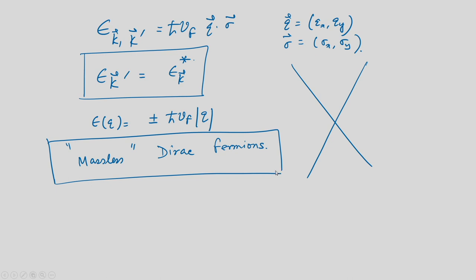The discussion throws up one small anomaly which we want to point out, and that anomaly is about the effective mass of electrons.